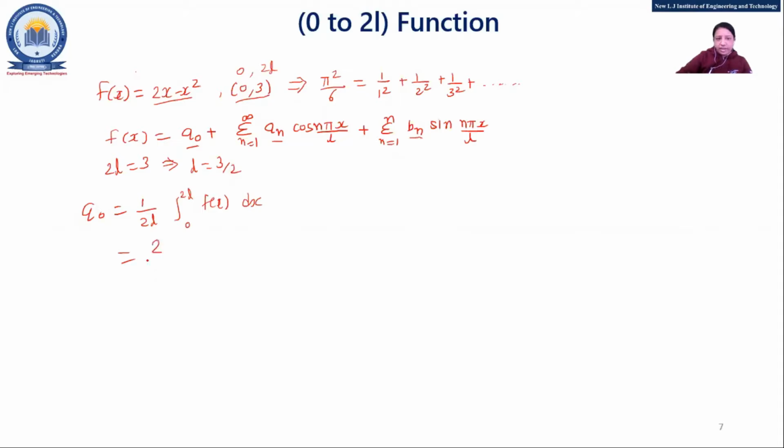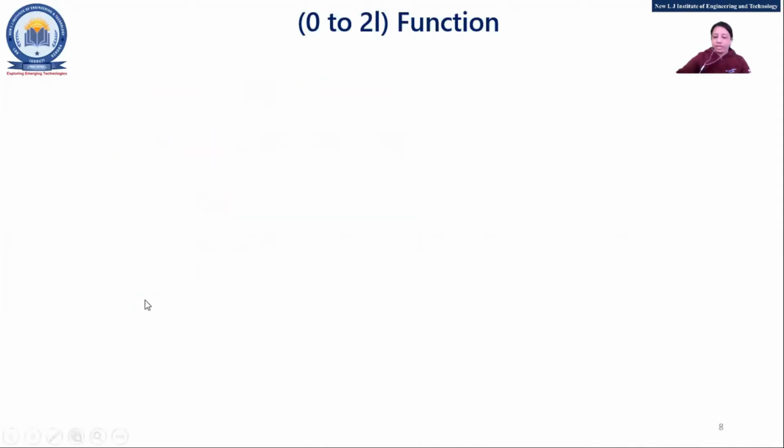I'll write the step 2 upon 2 into 3, 0 to 2L. So don't make a mistake here, right? Here it is 2L, so you have to write 3. Fine. Fx, that is 2x minus x square dx. Fine. Okay. Do it quickly.